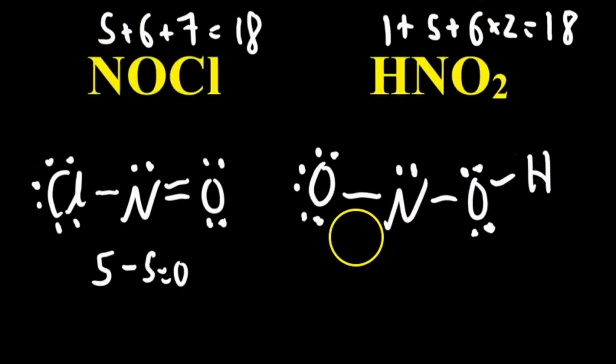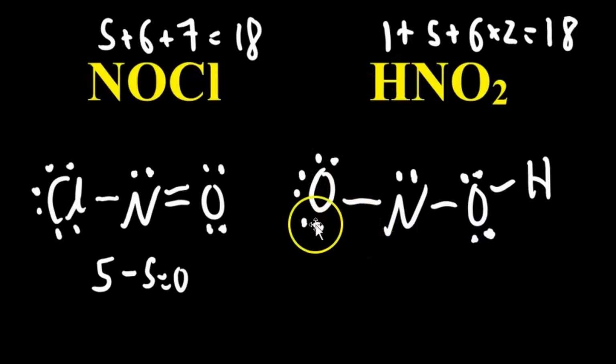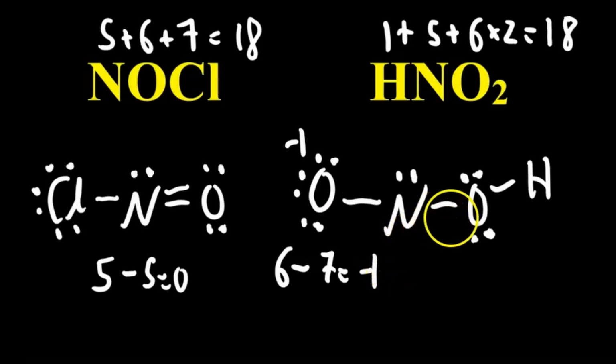Next, we'll calculate the charge, which is the expected minus the owned. We expect oxygen to have 6 electrons based on the periodic table. It owns 1, 2, 3, 4, 5, 6, and then 1 from the bond, 7. 6 minus 7, so -1. So this is a negative charge of -1. This nitrogen, we expect there to be 5 based on the periodic table. It's 5. It owns 1 from each bond, and then these 2 here, it owns 4.